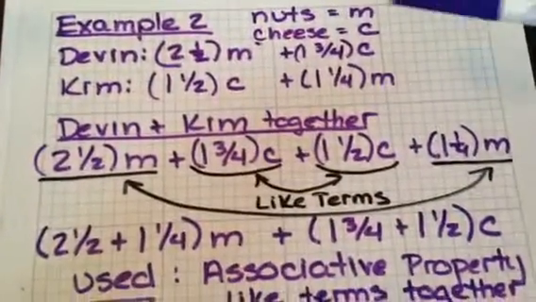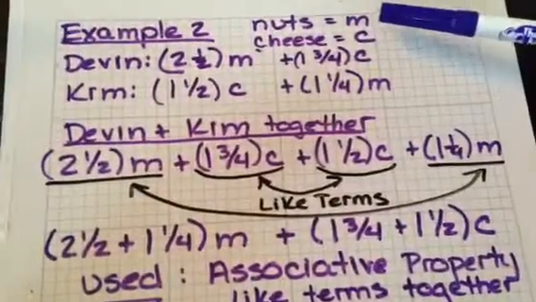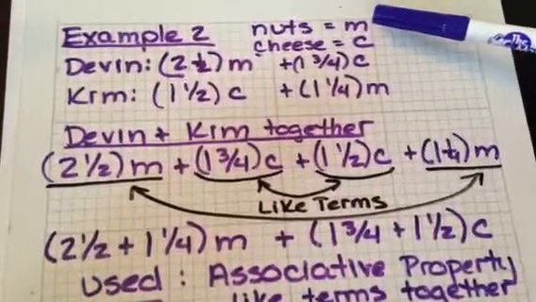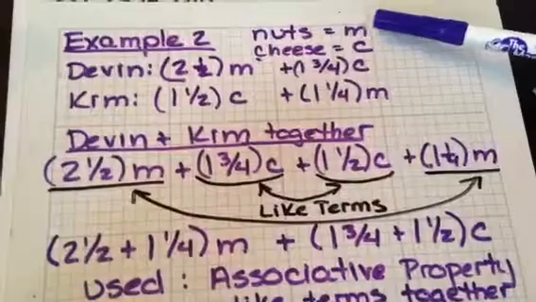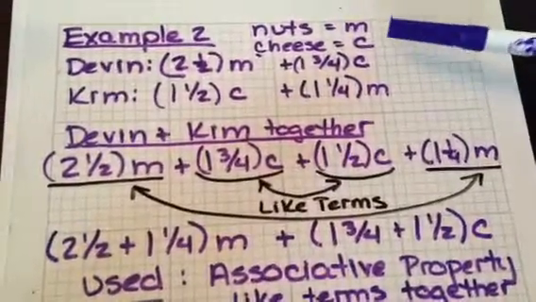All right, so another example. We have example 2. In example 2, I don't know why they used M for nuts. They just did. But they are choosing for the cost of nuts to write the variable M, and the cost of the cheese they're calling C.